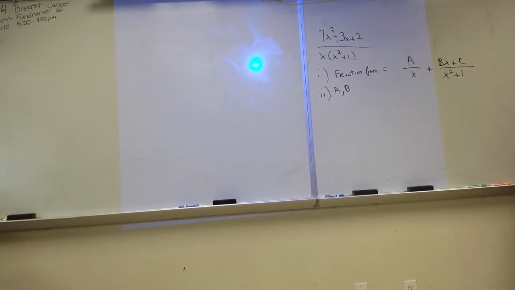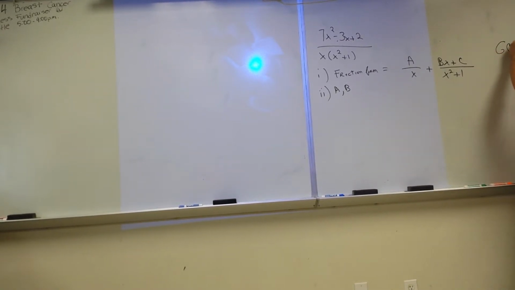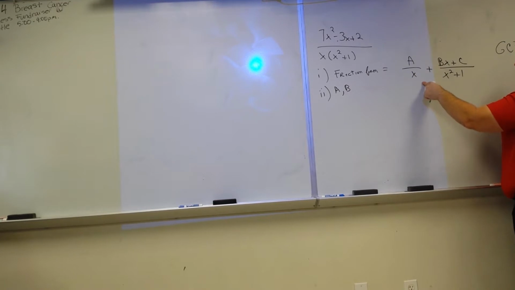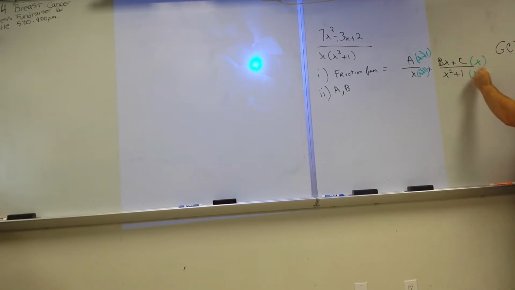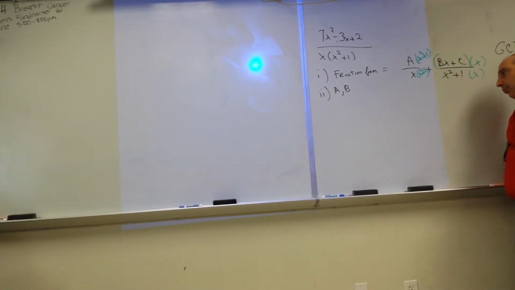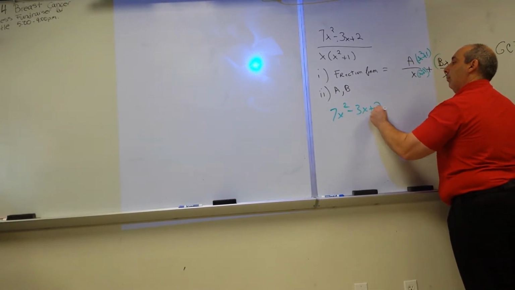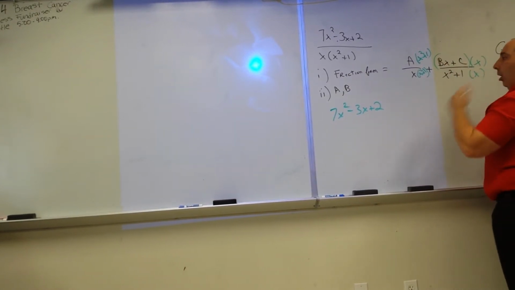Talk to me. What do we do? We try to get a common denominator. LCD, GCF, doesn't matter. Put them in different colors here. What am I going to multiply the A guy by? X squared plus 1, of course. And then this guy by? X. And then the bottom cancels. And then we're going to have on the left-hand side the numerator, which is 7x squared minus 3x plus 2, equals. All the bottom disappears.